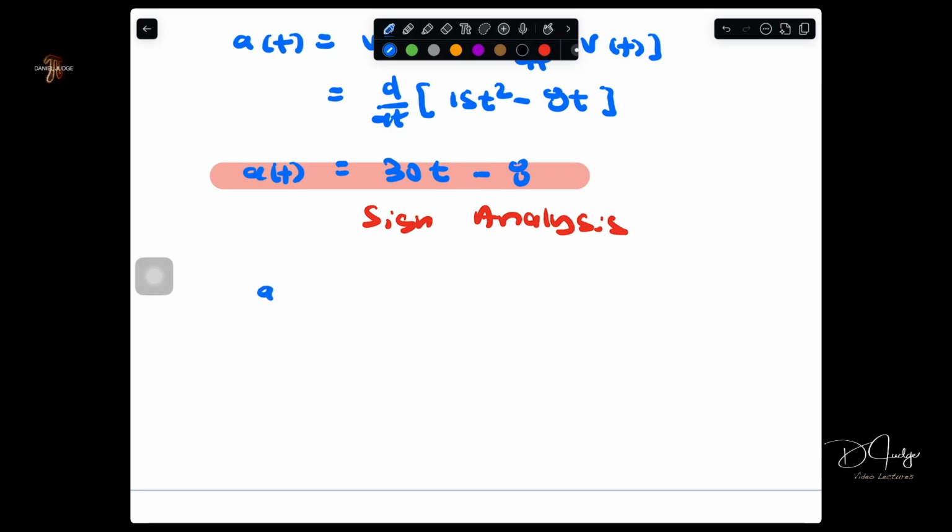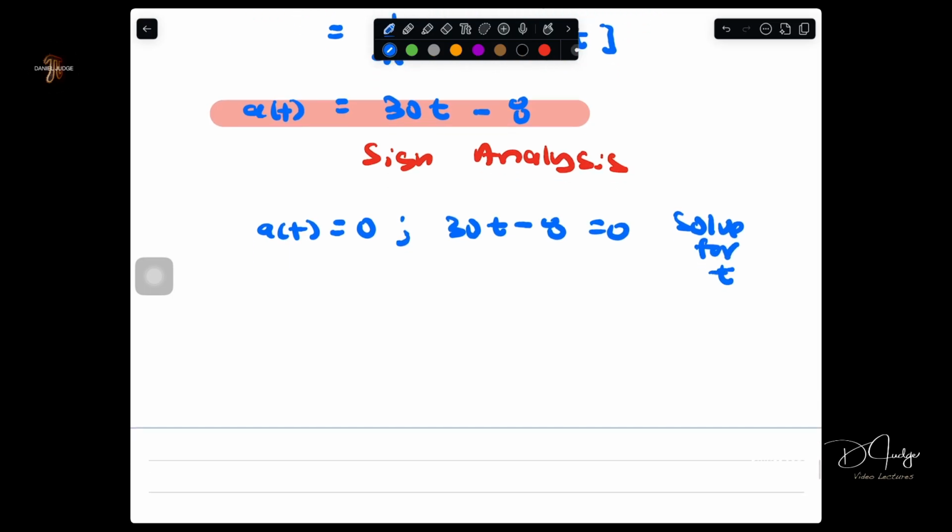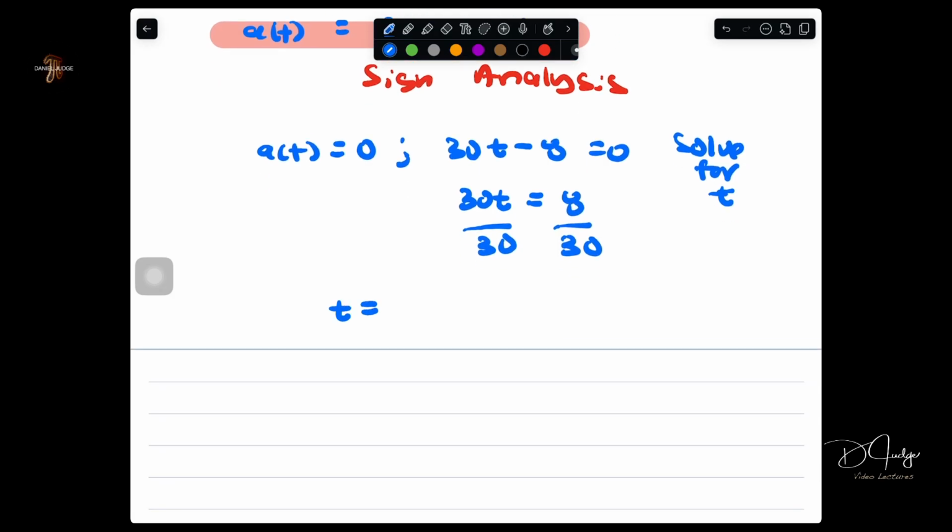All right, start by setting the acceleration function equal to 0 and solve for t, because this is the process of sign analysis. Solve for t now. So 30t is 8. Divide both sides by 30. t is going to be 8 over 30. That reduces to 4 over 15, and this is seconds.